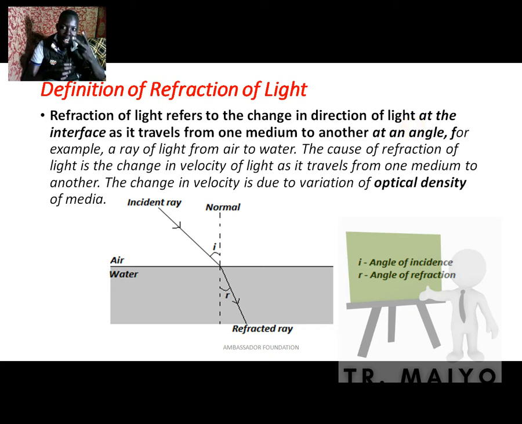There are two terms there: at the interface, at an angle. If you forget one of them, you will not score. Just imagine if you forget the two of them.